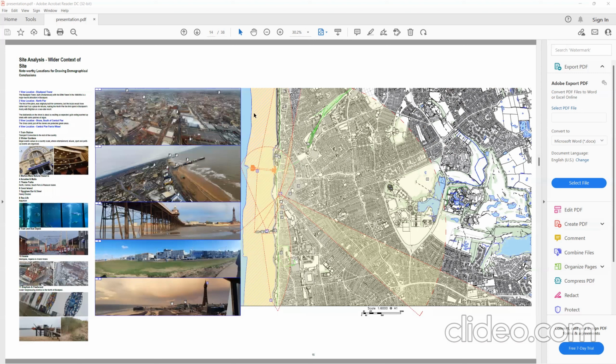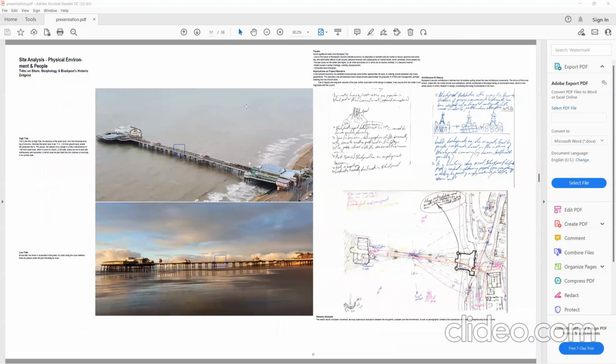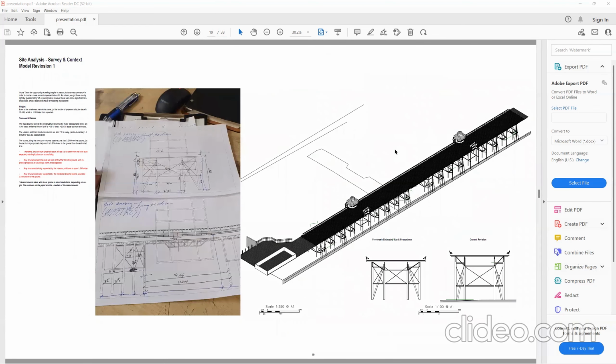This is a site visit, first-hand research about the cultural, urban, and other contexts of Blackpool. This is a more localized version of that. This is a look at the environmental context, which is very important, as there is a high tide, which could have major implications on my design, as I would be below the pier as well as above. Solar analysis, site survey.